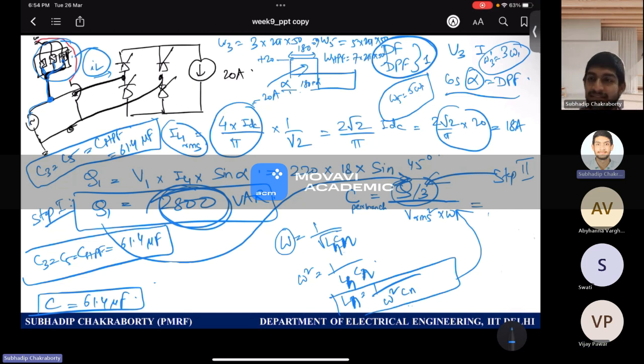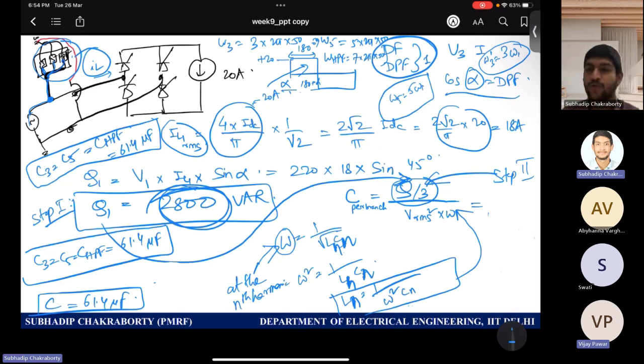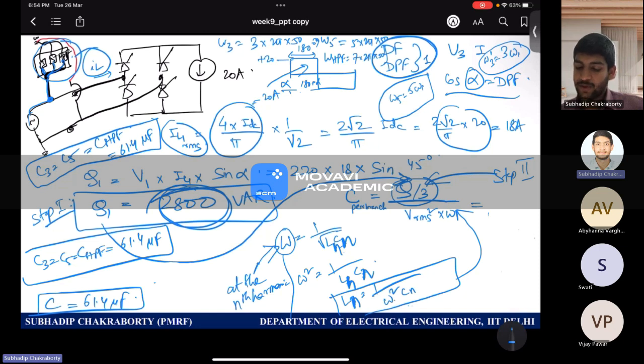Now we design L and C such that our resonance frequency is at the nth harmonic. We want to provide resonance, meaning a low impedance path to the nth harmonic. Now we want omega to be 1 by root LnCn, so omega square is 1 by LnCn. Then Ln is 1 by omega square Cn. So you apply this. We had written that formula incorrectly. Okay, you calculate from this and then you apply.